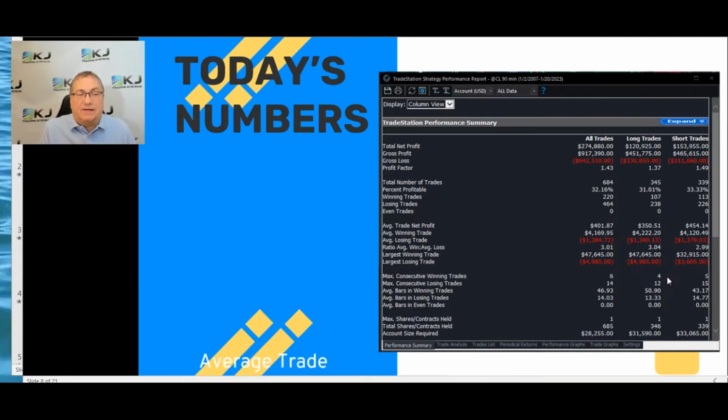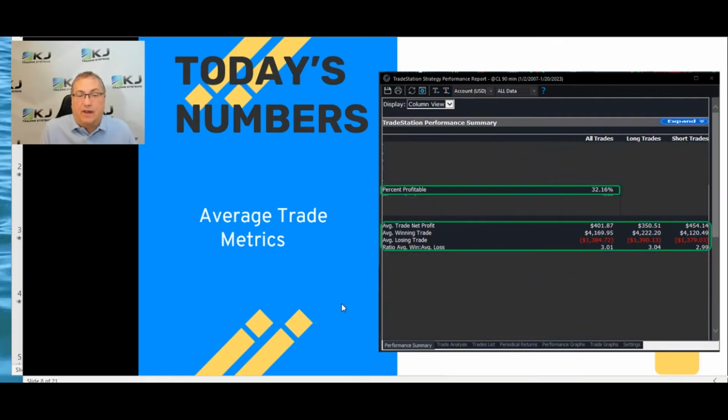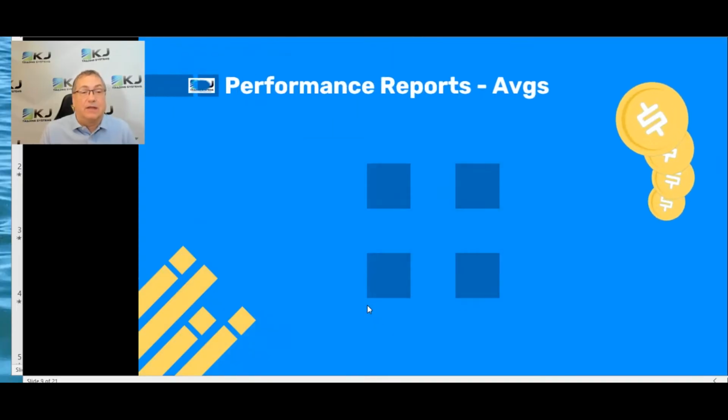So here's the sample chart. Today I'm going to talk about average trade metrics, and if you look at the performance report, I'm going to focus in right there, the percent profitable and some of the average trade values. And I think you're going to find it really interesting.